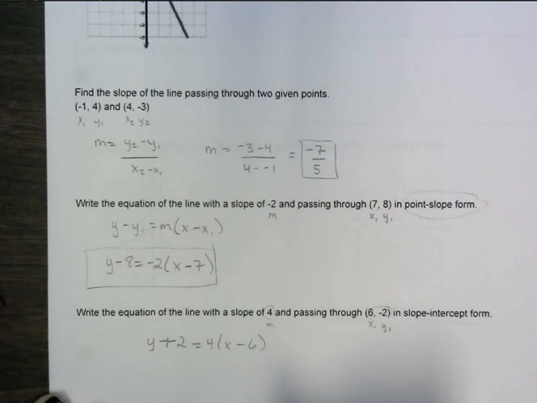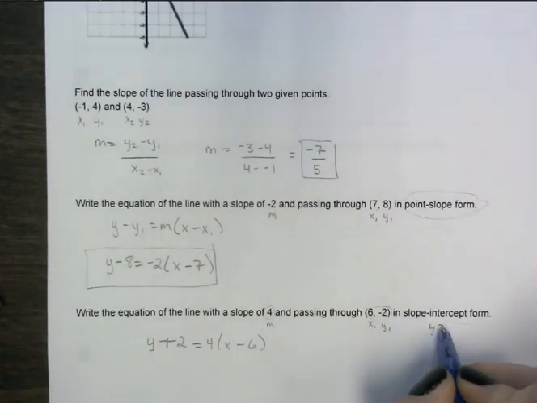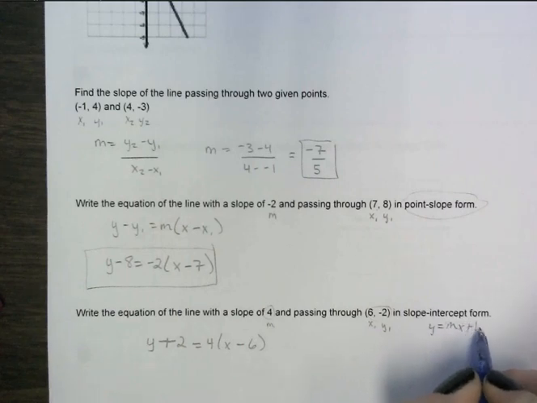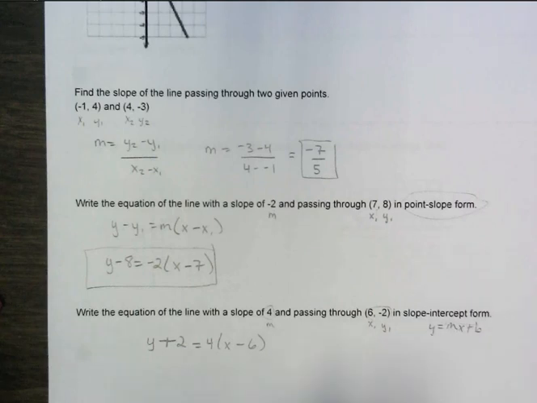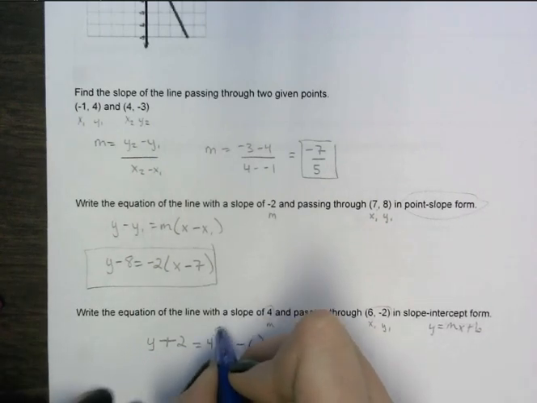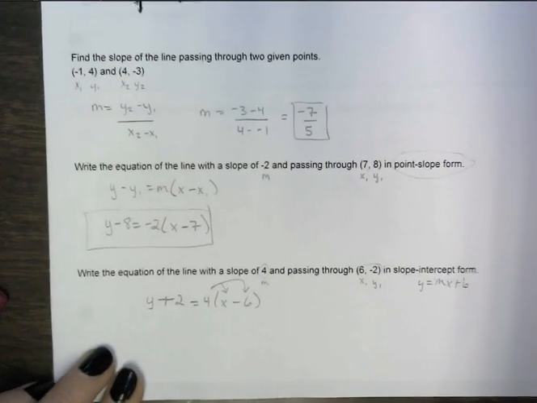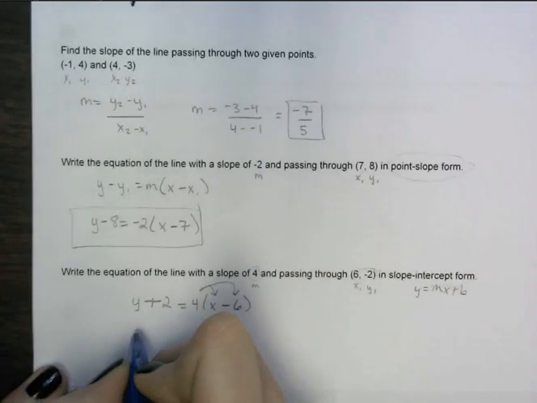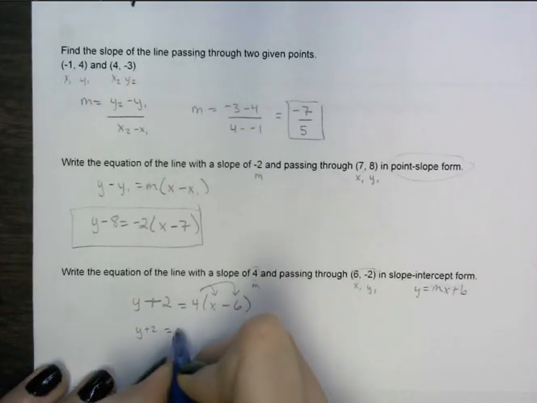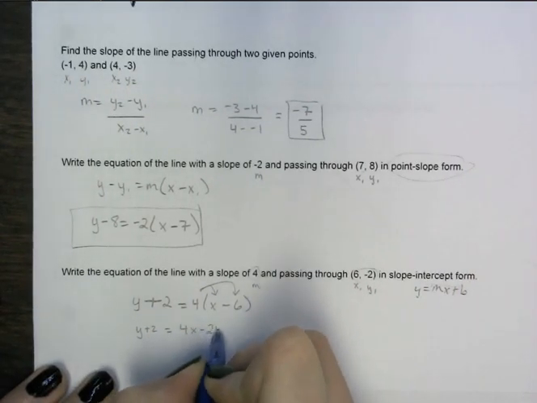Okay, so think about slope-intercept form now. That's y equals mx plus b. So y is all alone, and there's no parentheses, right? So that's what I'm going to do. I'm going to get rid of my parentheses, and I'm going to get y by itself. So I'm going to go ahead and distribute my 4. Okay. So I've got y plus 2 still on the left, equals 4x minus 24.